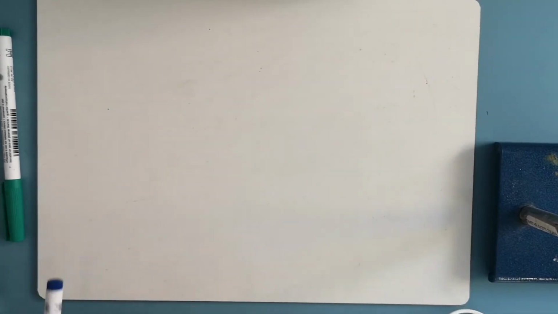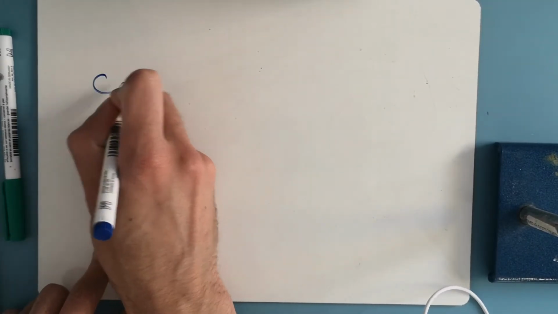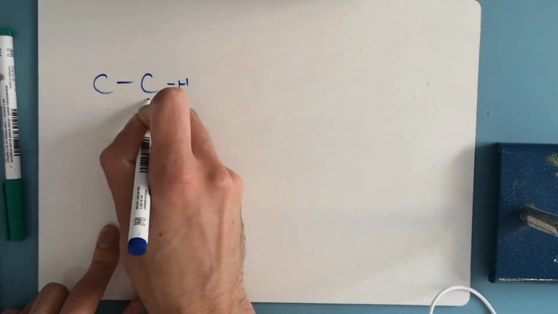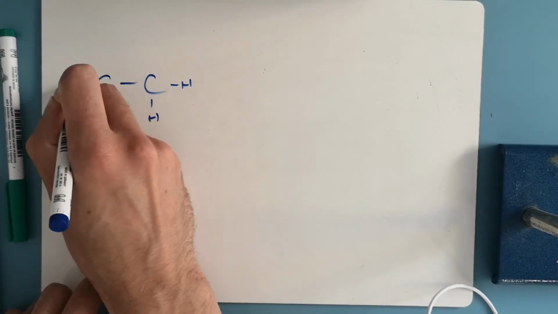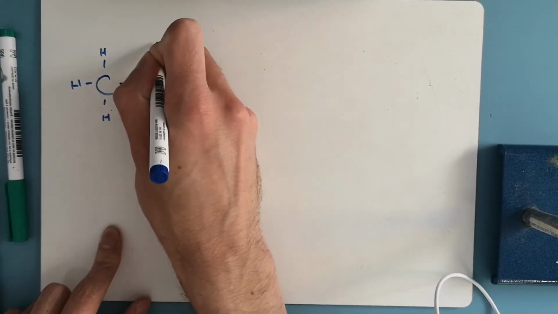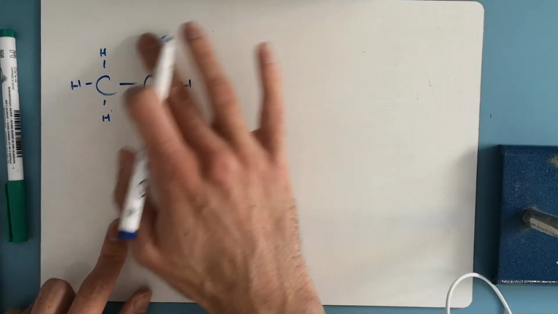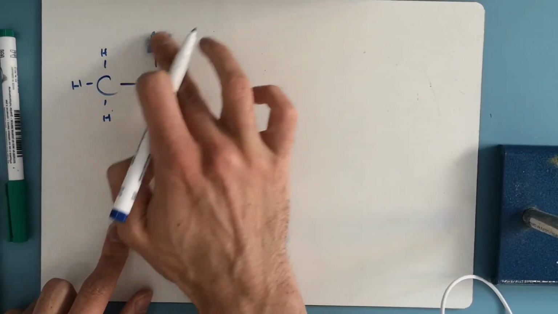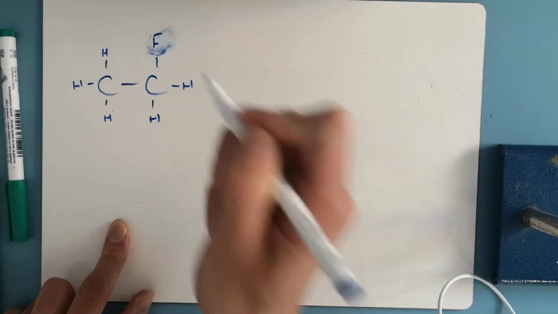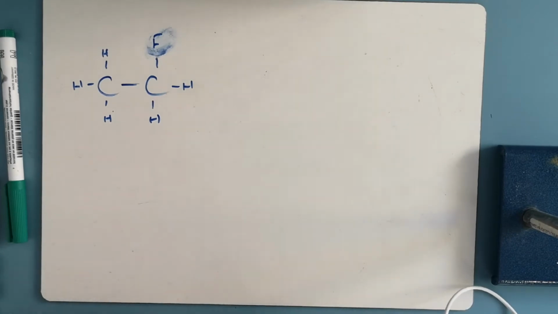So, beginning with just a haloalkane, these are alkanes that contain a halogen. So it could be chlorine, bromine, fluorine. It might be one of them, two of them, three of them, and so on.